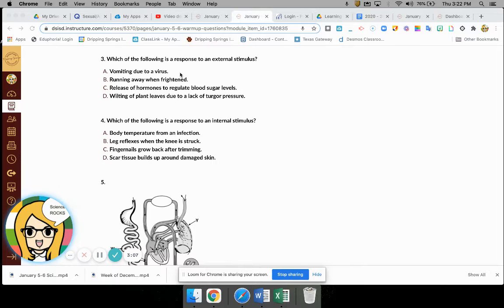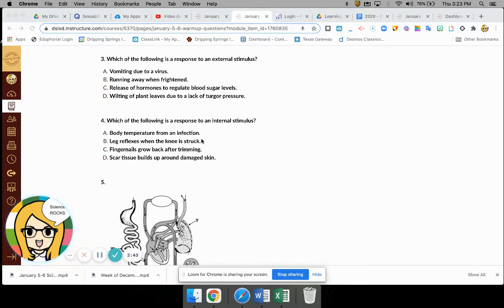So vomiting due to a virus, that would be inside the body. Release of hormones to regulate blood sugar levels, that would be inside the body. Wilting of plant leaves due to a lack of turgor pressure, that would be inside the plant. So all of those are internal stimuli and responses. But running away when frightened, the thing that frightened you had to be external. So running away when frightened is a response to an external stimulus.